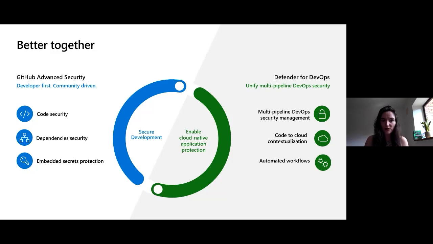And then last but not least, on the GitHub Advanced Security side of the main capabilities that it brings us are the embedded secrets protection, which is basically looking at scanning your GitHub repositories to see, are there any secrets in those repositories?